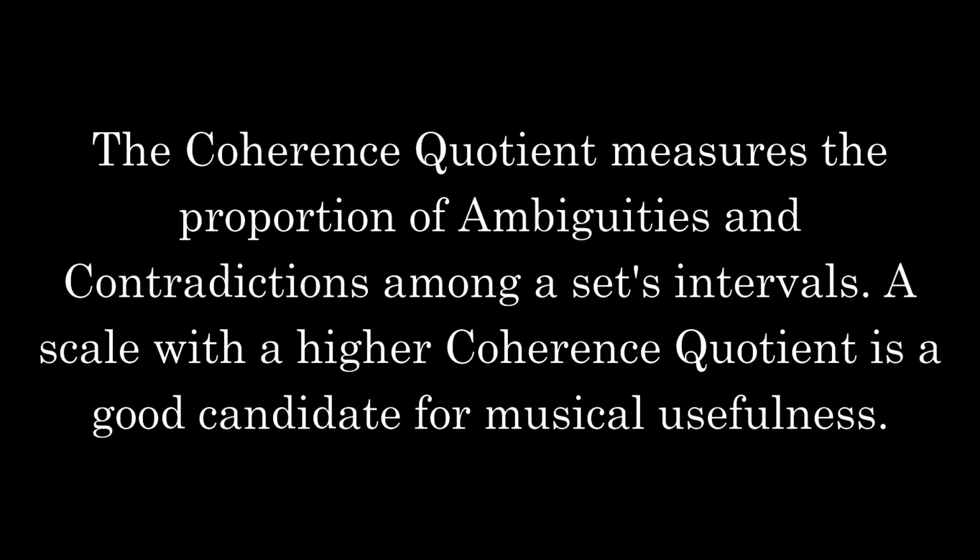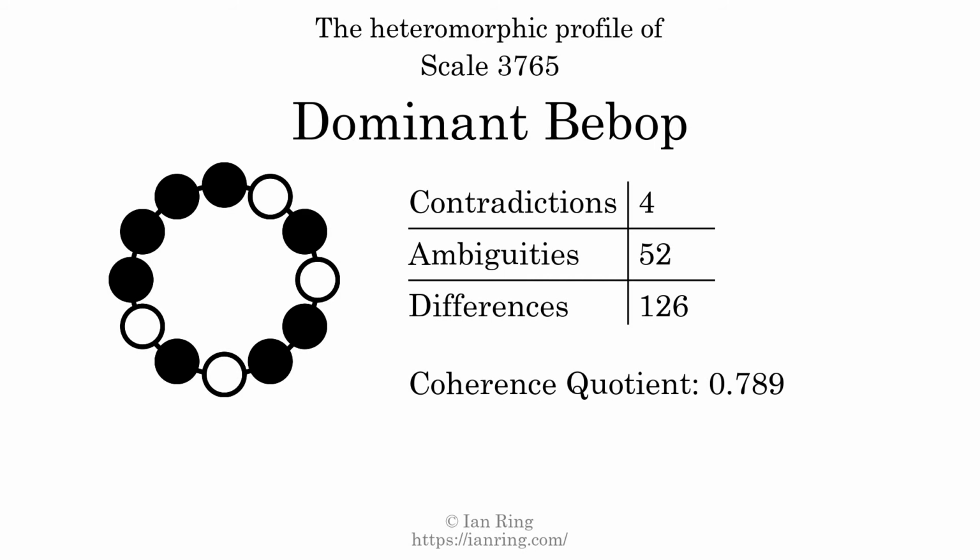The coherence quotient measures the proportion of ambiguities and contradictions among a set's intervals. A scale with a higher coherence quotient is a good candidate for musical usefulness. The coherence quotient is 0.789.